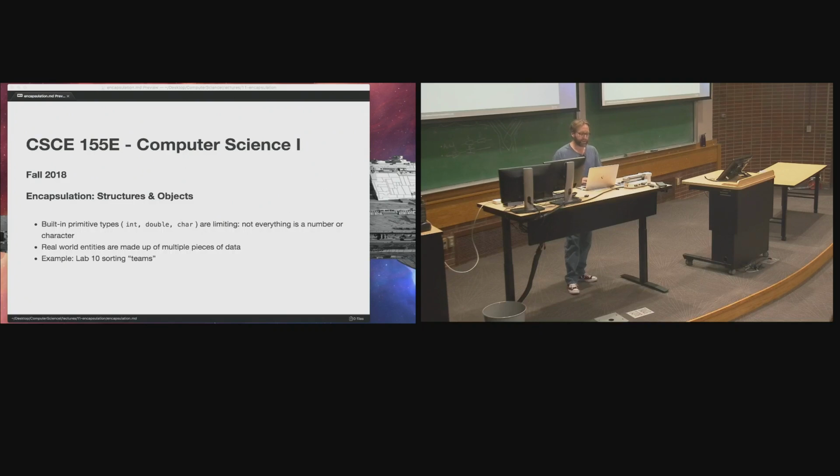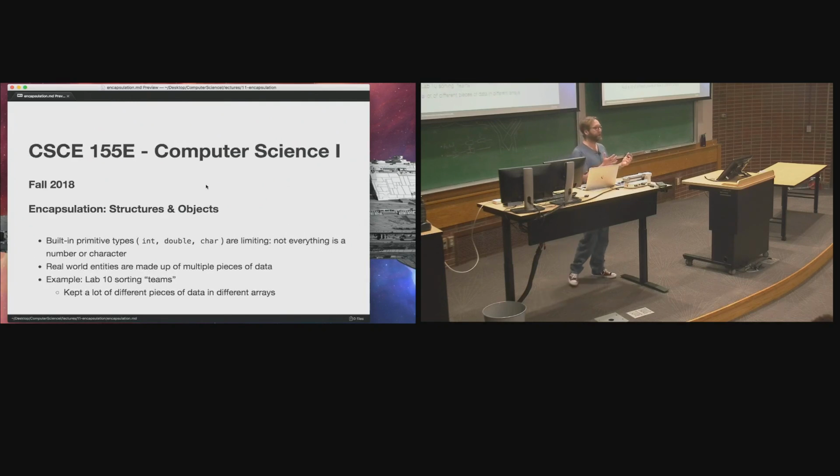And again, one of the examples was from Lab 10, where you have team data, right? And when you worked with these things, you kept a lot of different pieces of data in different arrays. Hopefully, you did take the opportunity to look a little closer at the code that handled all that. In particular, there was a sorting function. That sorting function actually took multiple arrays, like wins, losses, team name, and a bunch of other stuff, and it had to sort them all.